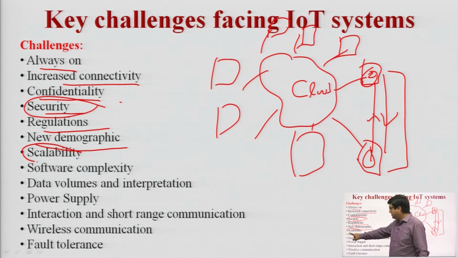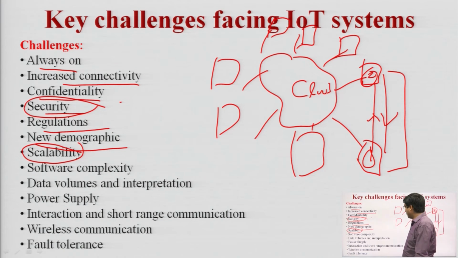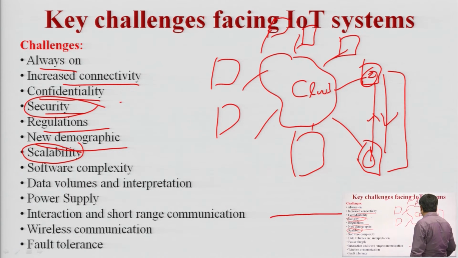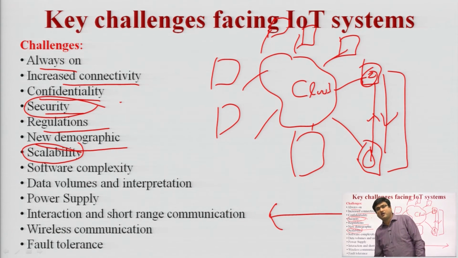After that, scalability is the main issue. Scalability means up to what extent we can connect the devices. Here there is long range communication. So scalability is the issue, how much we can scale and deploy our devices.